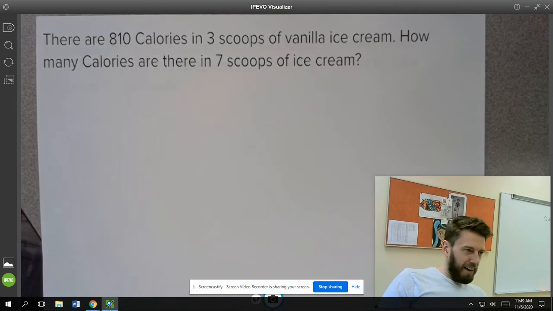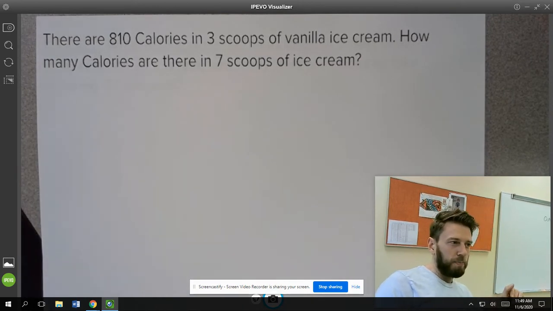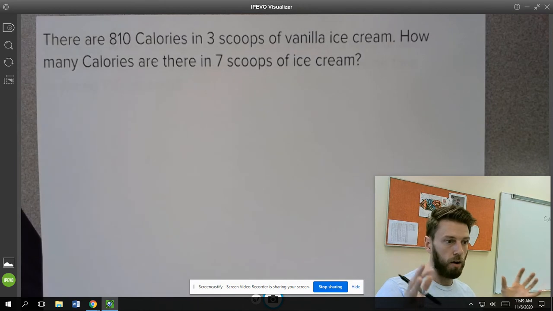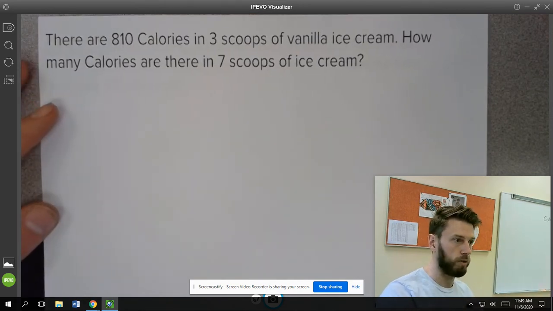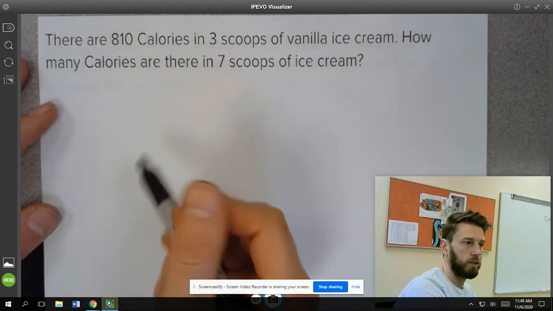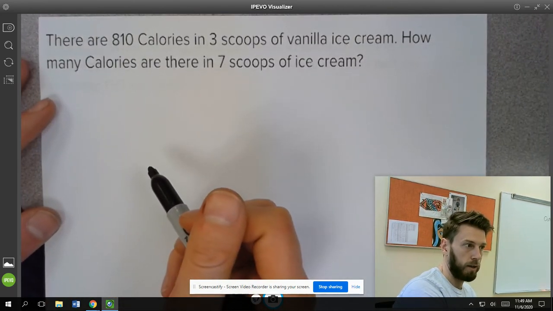There are 810 calories in 3 scoops of vanilla ice cream. How many calories are there in 7 scoops of ice cream? What we need to do is set up the ratio to figure out what that missing number is. So we need the words first, right? So calories and scoops of ice cream is what we're comparing, right?